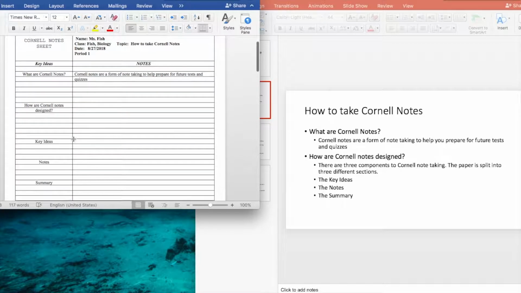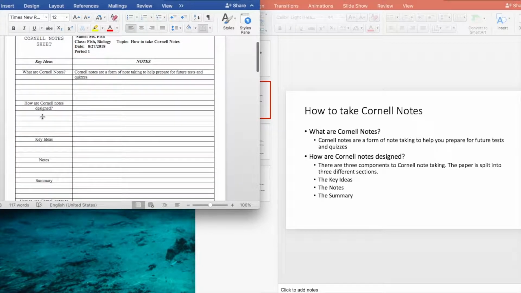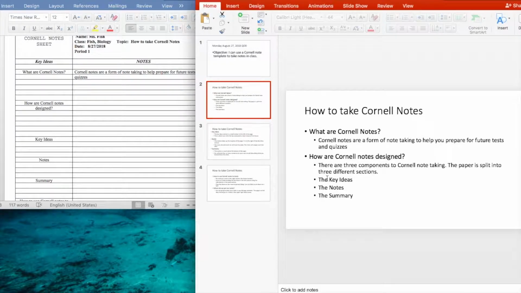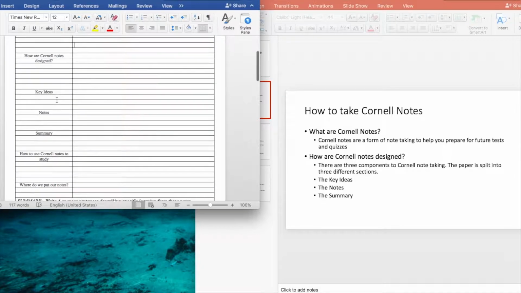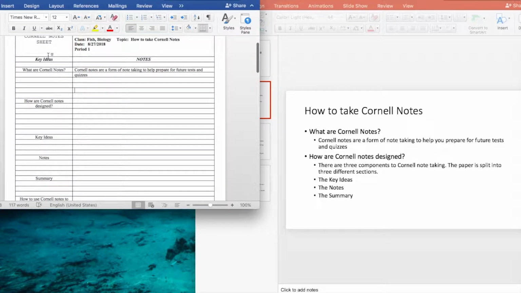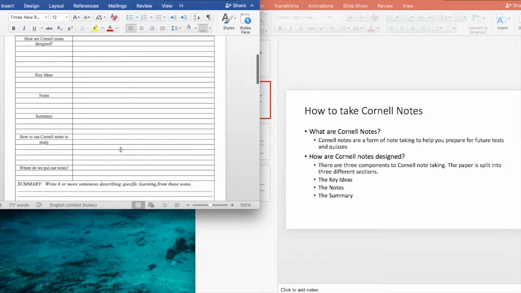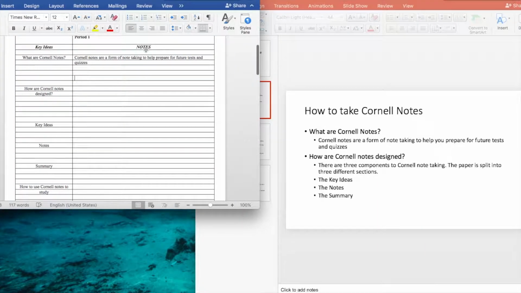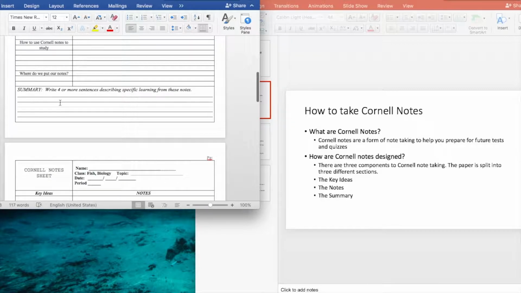Now we're going to talk about how Cornell notes are designed. That's my next main idea. So I jump back over here to the slideshow. It says, how are Cornell notes designed? There are 3 different components to Cornell note-taking. They are the key ideas, the notes, and the summary. So if we jump over here, here's our key idea section, this long column right here. Our notes section, which is the biggest section, if you look at the top of the page, it says notes. And then down here we have our summary section.